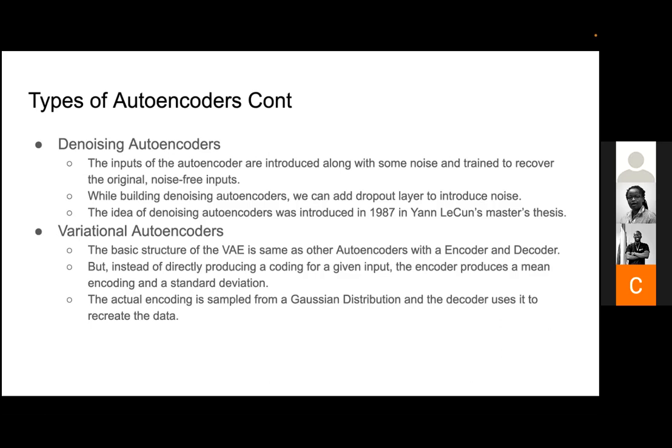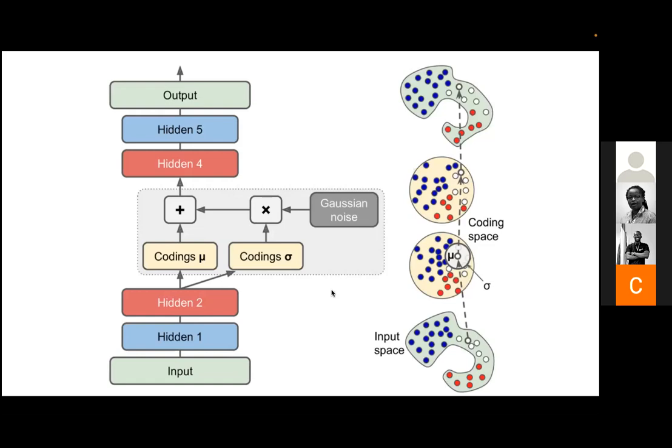In statistics, if you remember, if you have a mean and standard deviation, then we can pick a point, and the point will vary whenever you run it again. That is the reason these are called variational autoencoders. The encoder part doesn't get affected much, because the only thing it is doing is creating a different encoding.